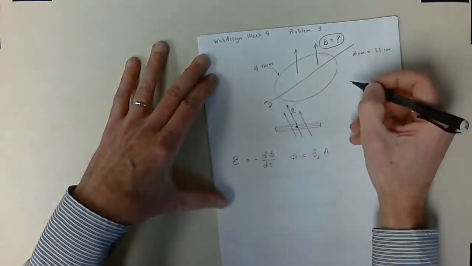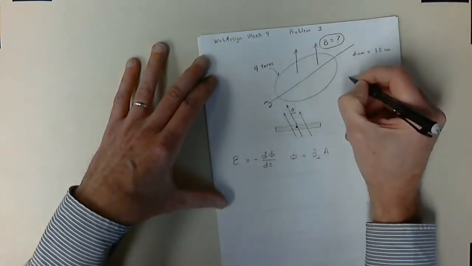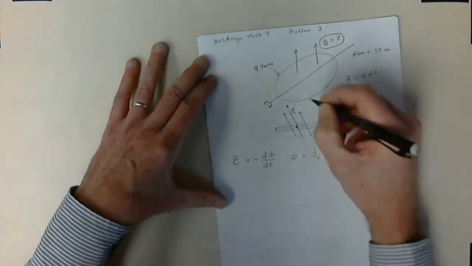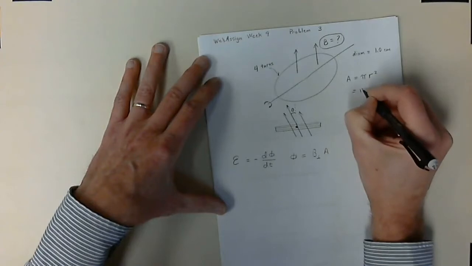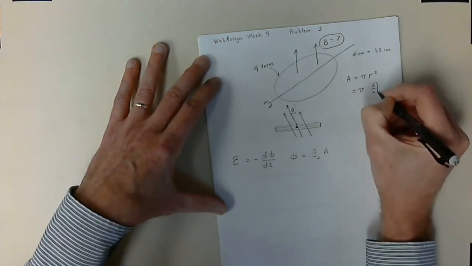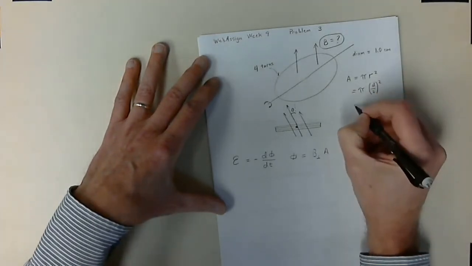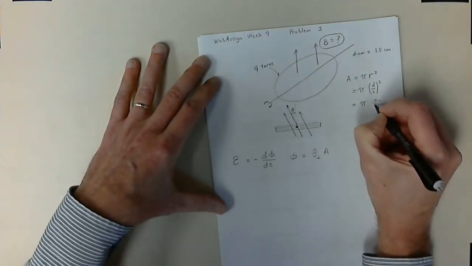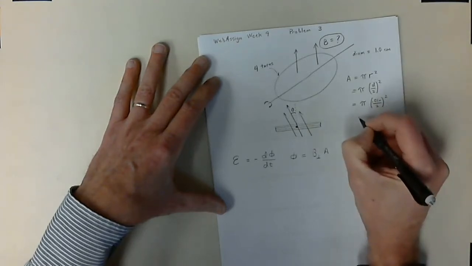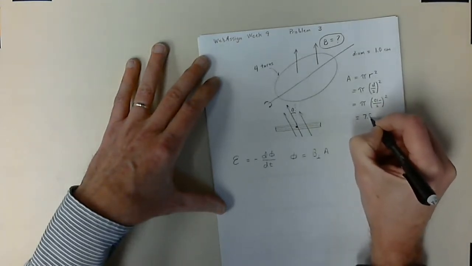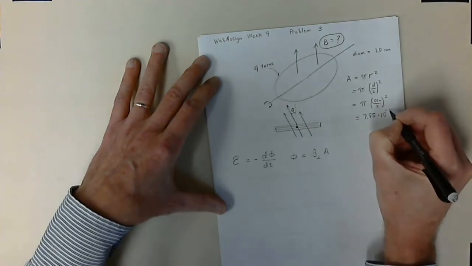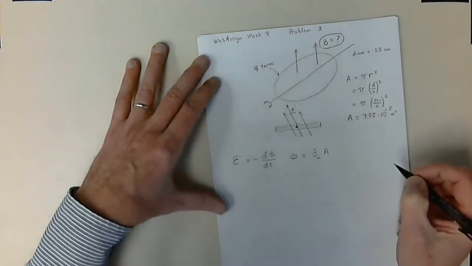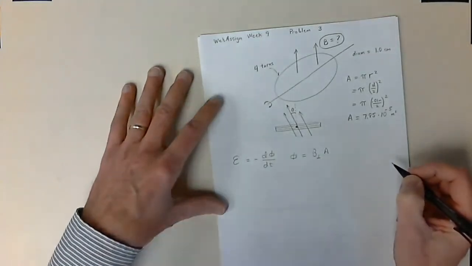So let's get the area first of all. That's a quick and easy thing to do. The area is going to be pi times the radius squared. It's a circle, presumably. So that's pi times half the diameter squared. So that's pi times 0.01 meters divided by 2, quantity squared, and I get 7.85 times 10 to the minus 5 square meters. That's the area. And I think that's the same for everybody. That number doesn't particularly change.